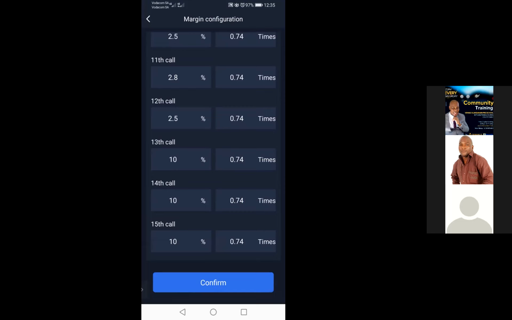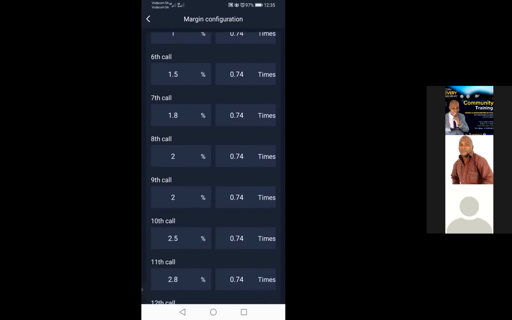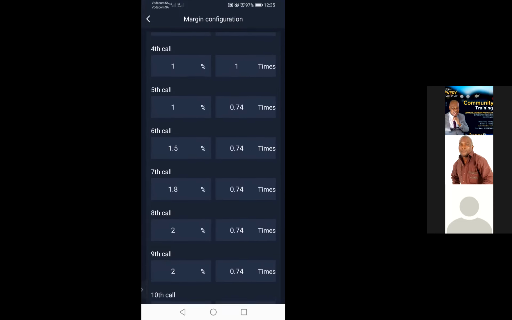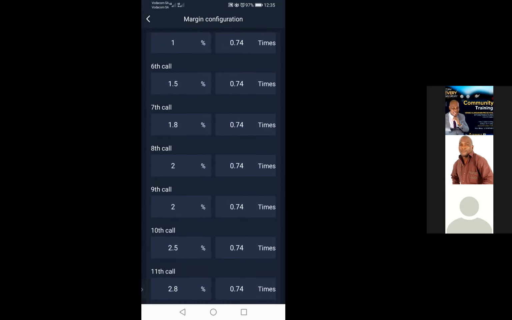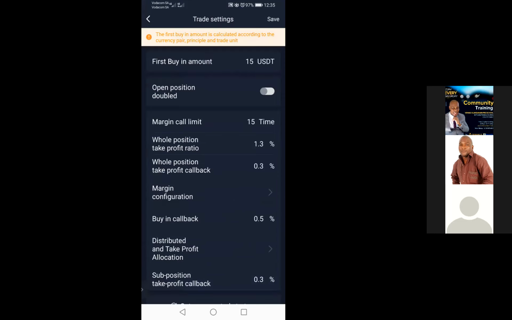But days will come as you grow in the business, you'll be trading with hundreds of thousands of dollars. And such trade will be taken. Then you confirm. And then we go to margin, distributed and take profit allocation.